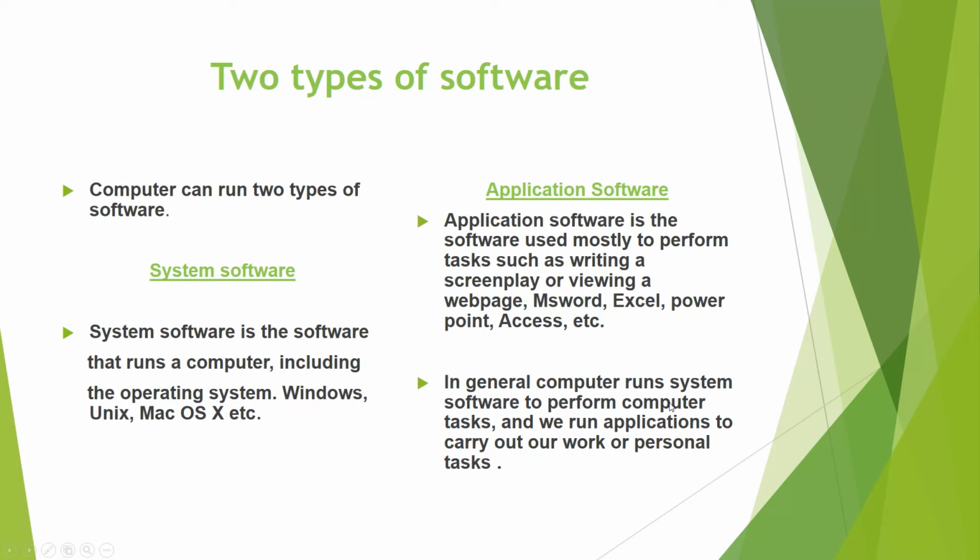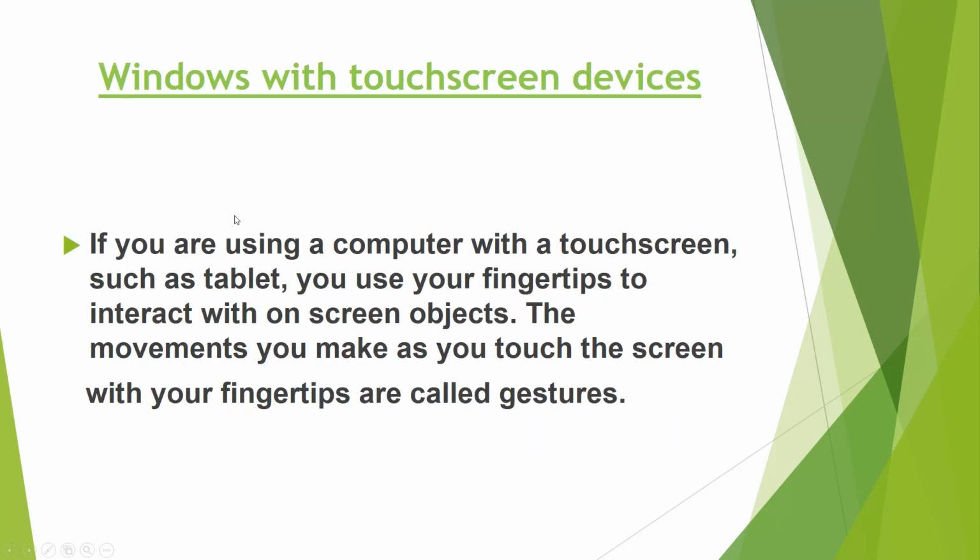In general, you can say that the computer runs system software to perform computer tasks and we run the applications to carry out our work or personal tasks. So this is the difference between system software and application software. The computer runs the system software. Without the system software, you cannot perform any function on your computer. While the application software, we run to perform our tasks.